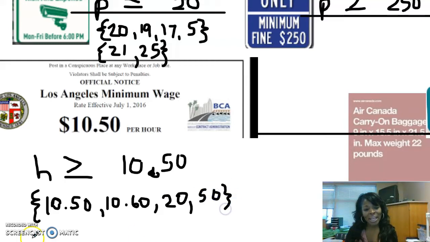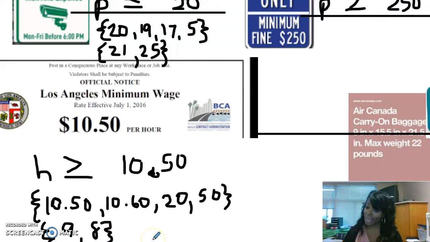Okay. But what they cannot pay you is what? $9 an hour? $8 an hour? Okay. Those numbers are not in the solution set. And if someone tried to pay you that, it would be called illegal. Okay, let's go to the next one.